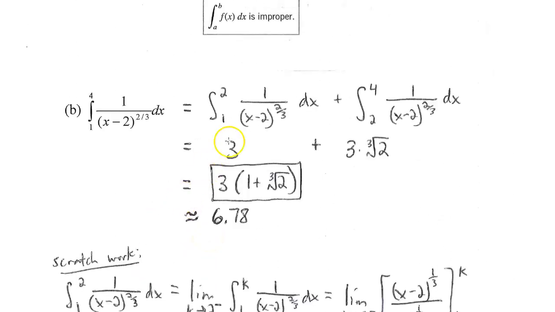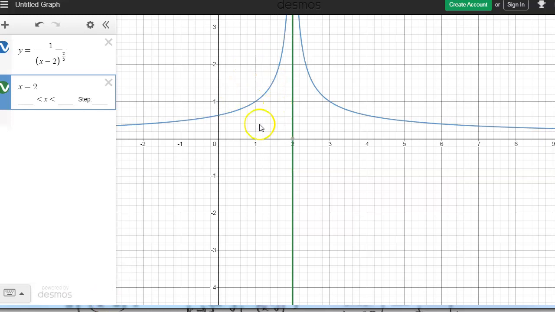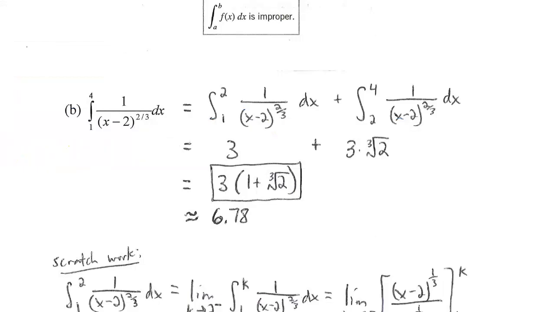So if you work this out, you get 3 plus 3 times the cube root of 2. You can factor out the 3 there and write this as 3 times 1 plus the cube root of 2, which ends up being about 6.78. So that's about 6.78 square units is what this total area is going to be.